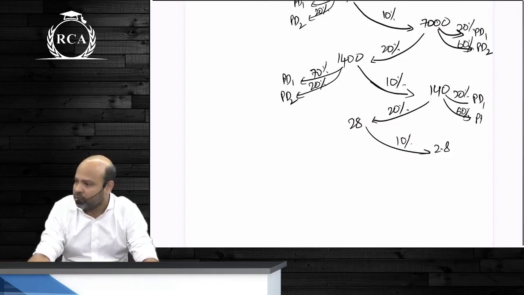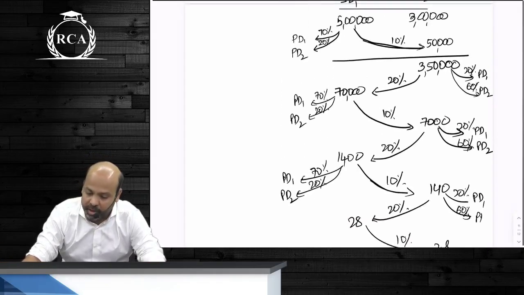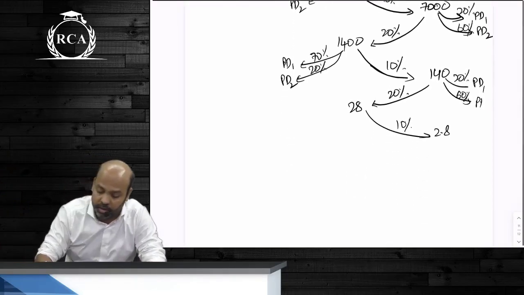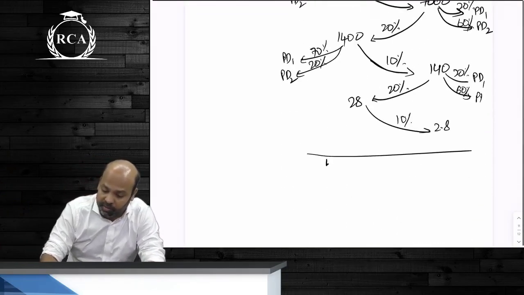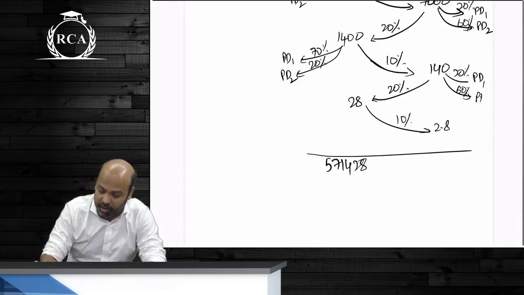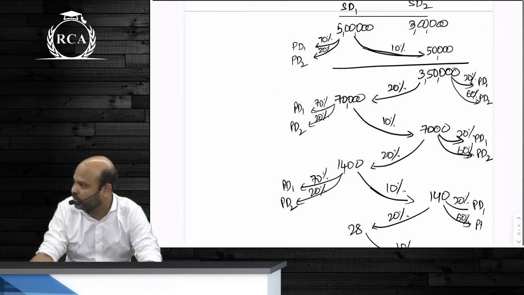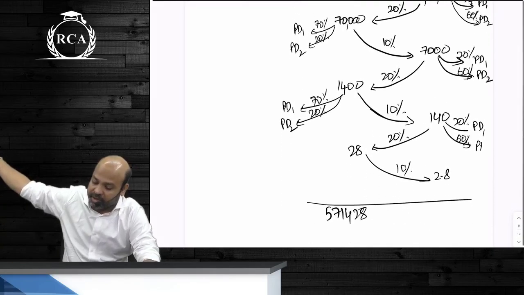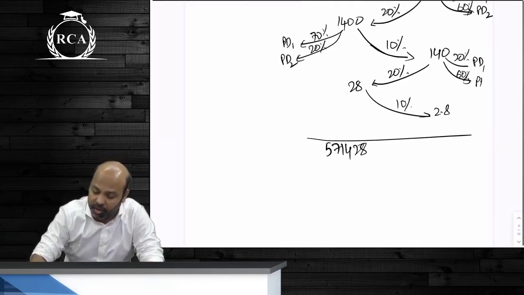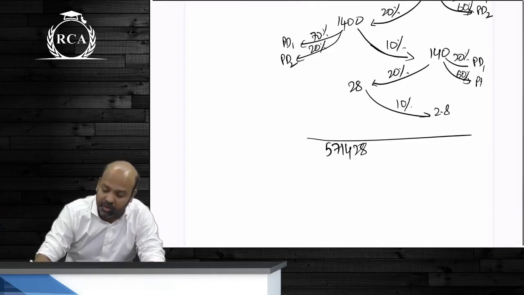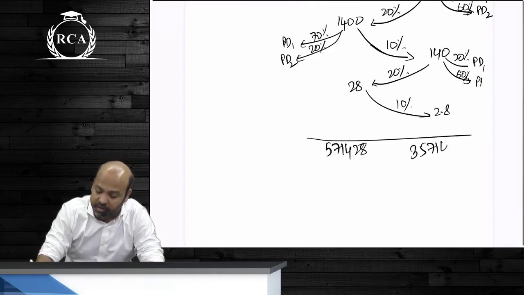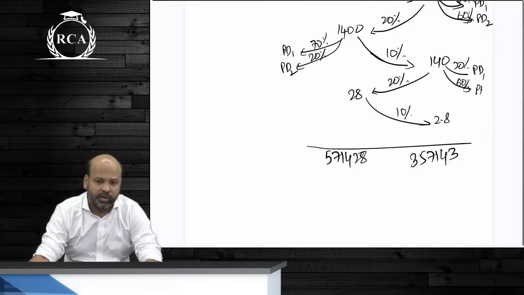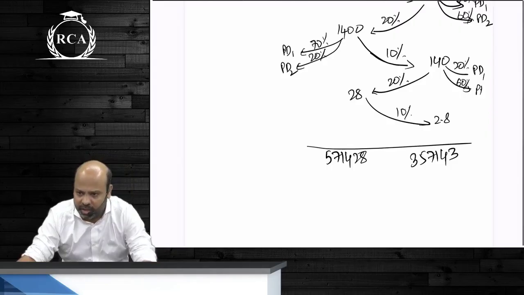Are we all clear? Yes or no kids? Can you add all these amounts? 5,70,000, 1,428. 5,71,428. Are we clear guys? Then beta 3,50,000 plus 7,000 plus 140 plus 2.8. 3,57,000, I'm rounding it off beta, 3,57,143. Okay? These are the amounts. Are you all following what I just did?